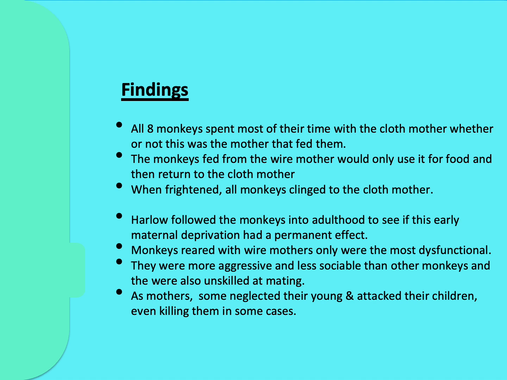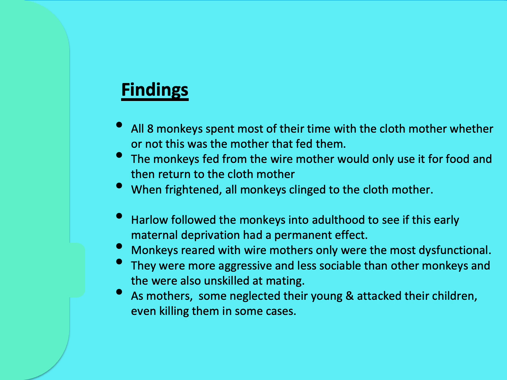Harlow also followed these monkeys later into their adult life and wanted to see if maternal deprivation had a permanent effect. That is deprivation of a maternal figure, being deprived of a primary caregiver, which the monkeys were, because of course they were looked after by wire and cloth mothers. What Harlow found was that the monkeys reared with the wire mothers only were the most dysfunctional. They were aggressive and less sociable, and they weren't very skilled at mating. As mothers, these monkeys neglected their young and attacked their own children. In extreme cases, they even killed them.